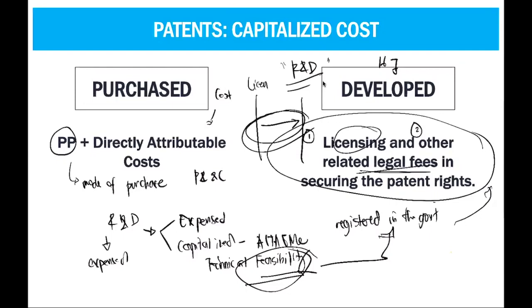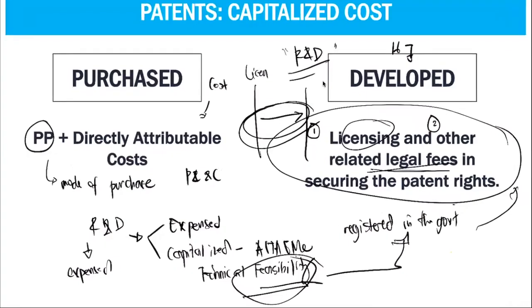Sir, why? After licensing and legal fees, normally you will not already develop the patent. The licensing and the legal fees are the end process under the development of your intangible assets. So in short, you just need to finish the invention, finish developing it, until such time you register it with the intellectual property office. Okay? So here, take note, the inclusions as to your R&D patents are licensing and related legal fees.